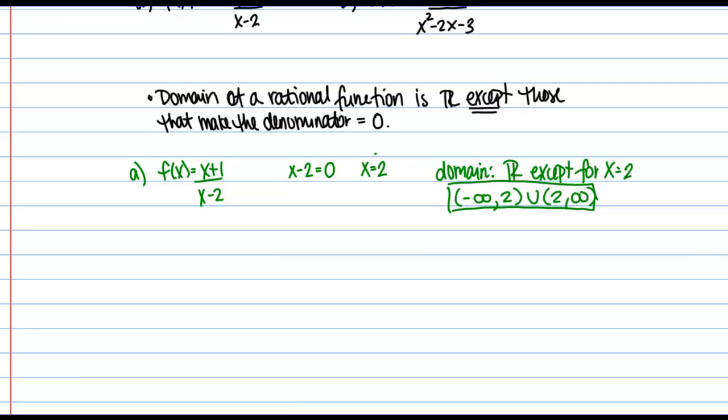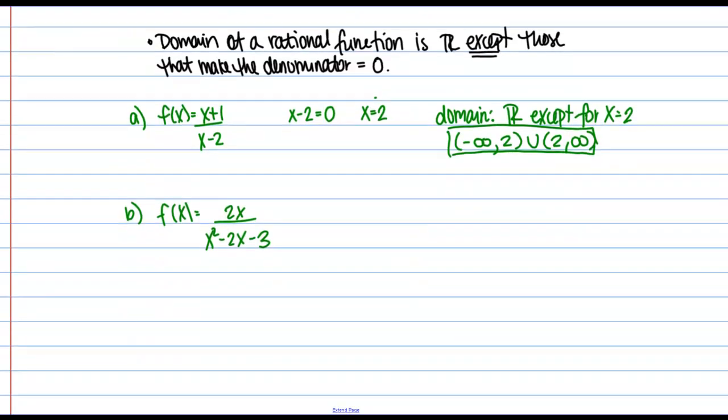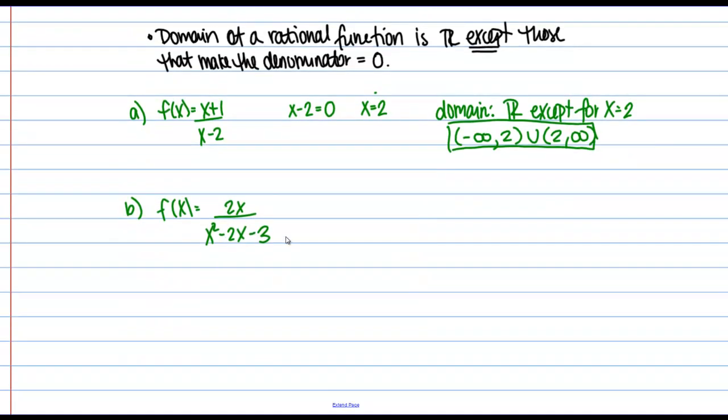So using the same logic then, let's look at part B. This is also a rational function, but it's just a little bit more complicated. I have 2x over x squared minus 2x minus 3. So once again, my domain is going to be all real numbers except any x values that are going to make my denominator equal to 0. So basically, I want to see if x squared minus 2x minus 3 equals 0 has any solutions.